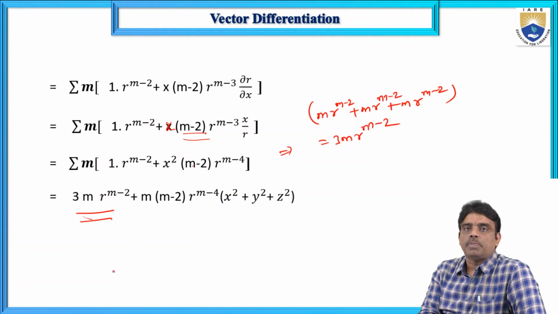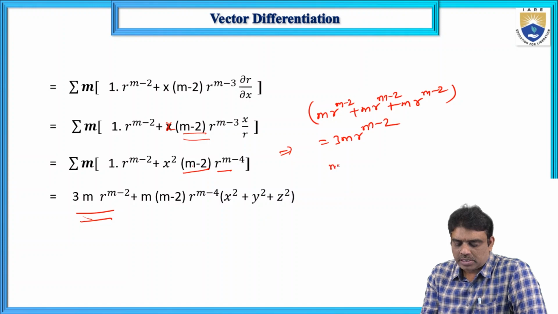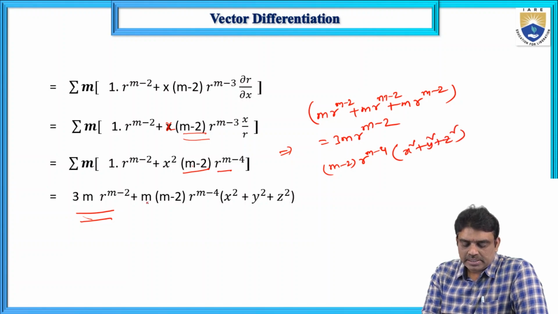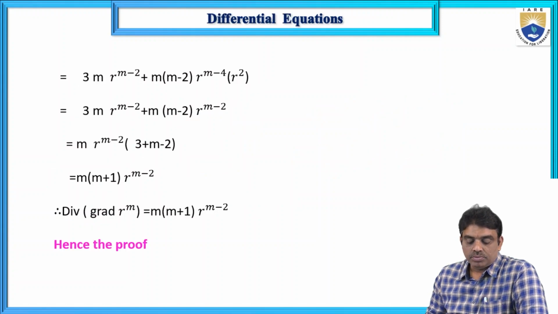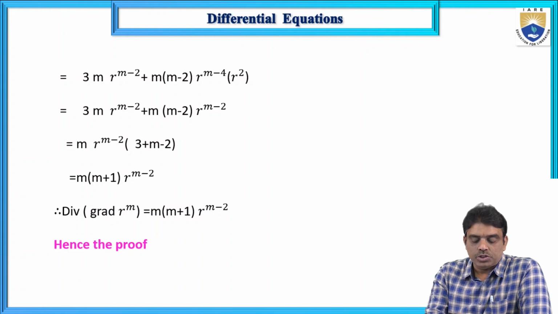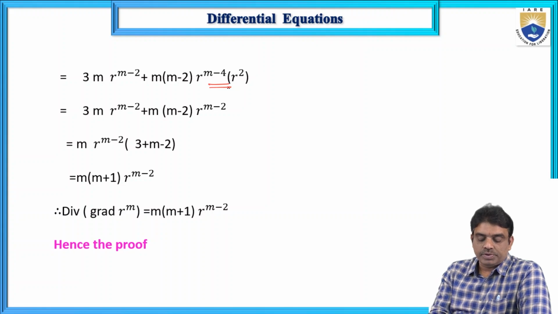You will get 3 m r power m minus 2 plus the next term: m minus 2 r power m minus 4 is common, so taking it outside, in the bracket you will get x square plus y square plus z square, that is m into m minus 2 into r power m minus 4 and x square plus y square plus z square expanded. So this is equal to 3 m r power m minus 2 plus m into m minus 2 into r power m minus 4 into r square.